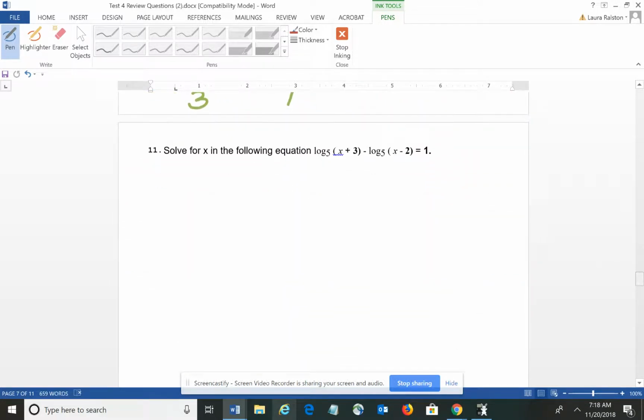All right, number 11 asks us to solve the equation log base 5 of x plus 3 minus log base 5 of x minus 2 equal to 1. And the first thing I want to do with this one is I noticed that the two logs are being subtracted. So I want to write this as a single logarithm using the property. And remember that subtraction becomes division. So this would become log base 5 of x plus 3 divided by x minus 2, and that's equal to 1.